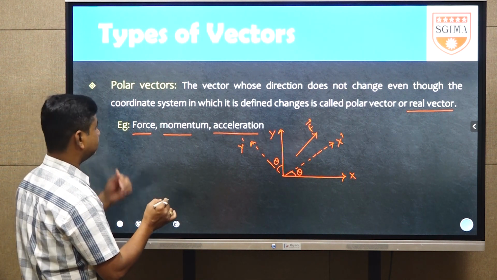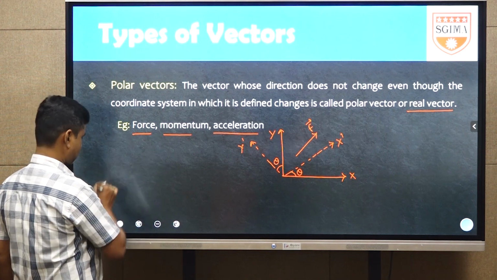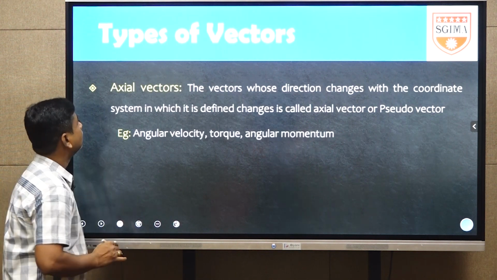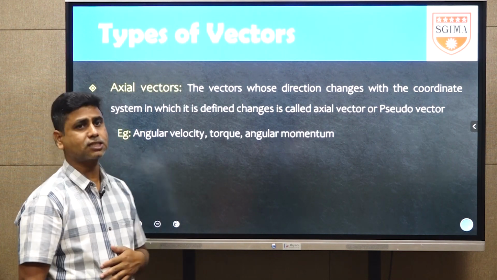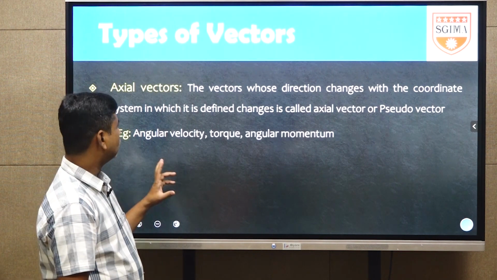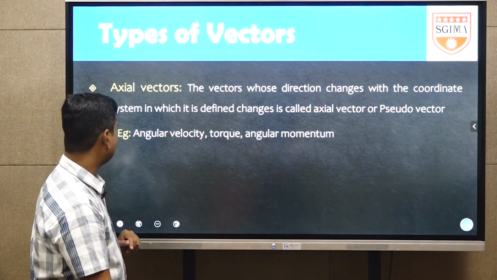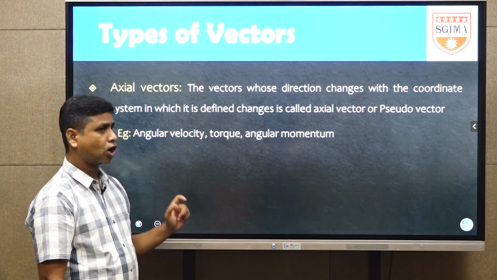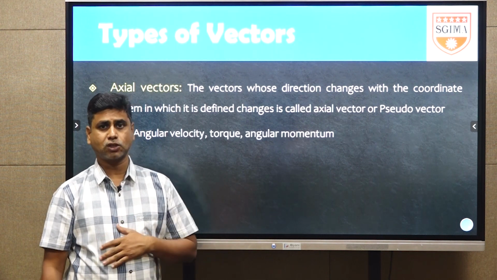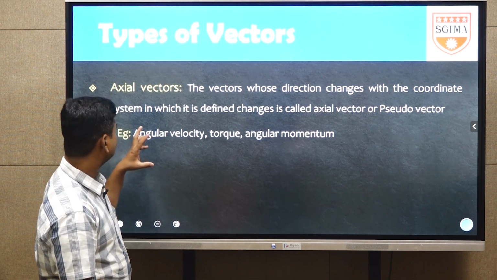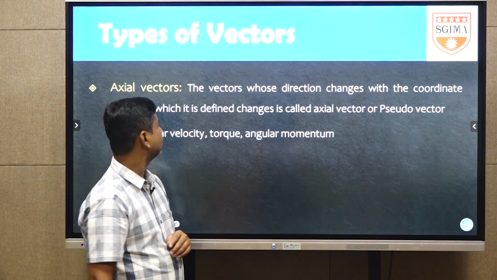Next. The next one is axial vector. Actually, the axial vector explanation is coming in rotational mechanics, because in rotational mechanics torque, angular momentum and angular velocity all come. But here I will only explain what an axial vector is.